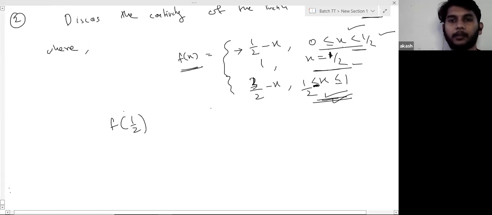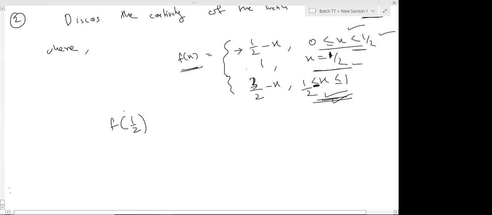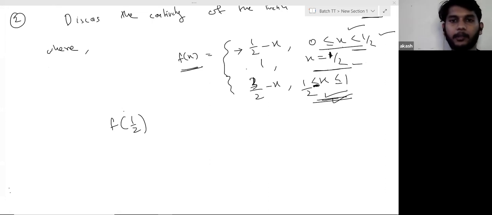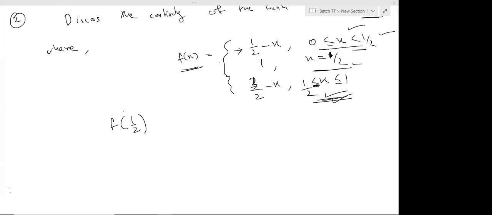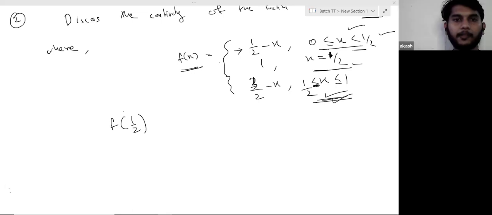All right. So what you have to do here, you have to find LHL. Can I ask? Yes. So if LHL is not equal to RHL, then we don't have to find f of a. Right. Yes, you don't have to find. All right. So Sahel, first step always is to find f of half, right? They have directly given you f of half, so no such hard work here.